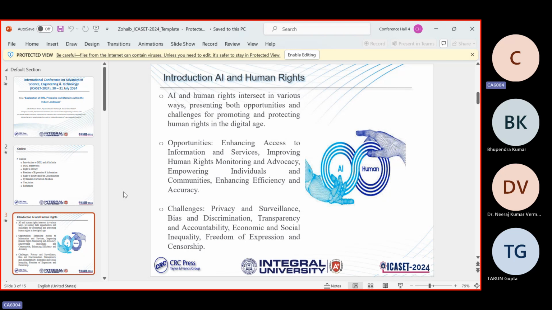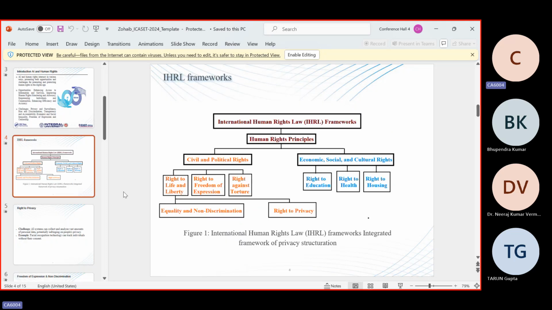Transparency and accountability is again a big challenge for human rights. AI systems often operate as black boxes, making it difficult to understand their decision-making process and hold them accountable for errors or biases. Freedom of expression and censorship is also a challenge, as AI systems used to moderate content on digital platforms can wrongly suppress legitimate speech, impacting freedom of expression.